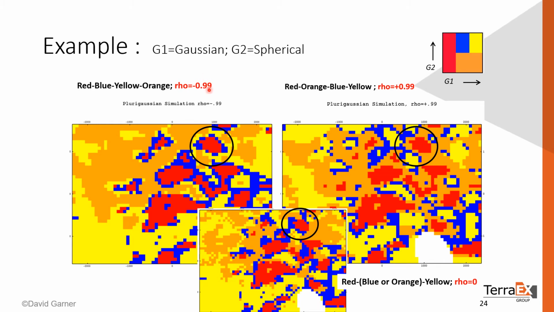And then the negative correlation flips it towards red, blue, yellow, then orange over here. And that's the dominant feature. So the point is we can control transition statistics. This is very important to sedimentologists and how we model how flow behavior works in the reservoir.